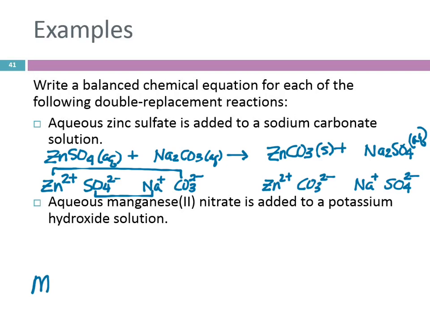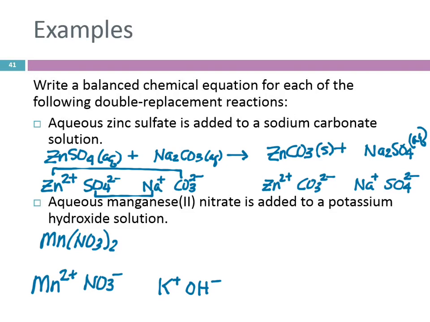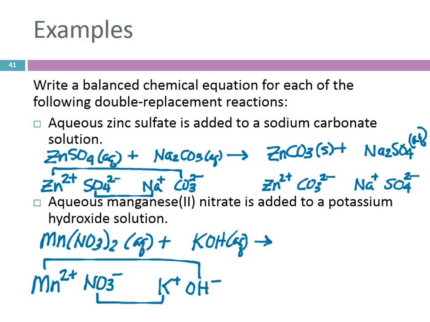Manganese 2+ nitrate, Mn2+ with nitrate, and potassium hydroxide, K plus OH minus. So we're going to get Mn(NO3)2, based on their charges. It's aqueous. We could look it up in the solubility rules, but it also tells us. And then KOH is also aqueous. And then we're going to look at what's going to happen here. Well, potassium and nitrate, we're going to see if they hit it off. Manganese and hydroxide.